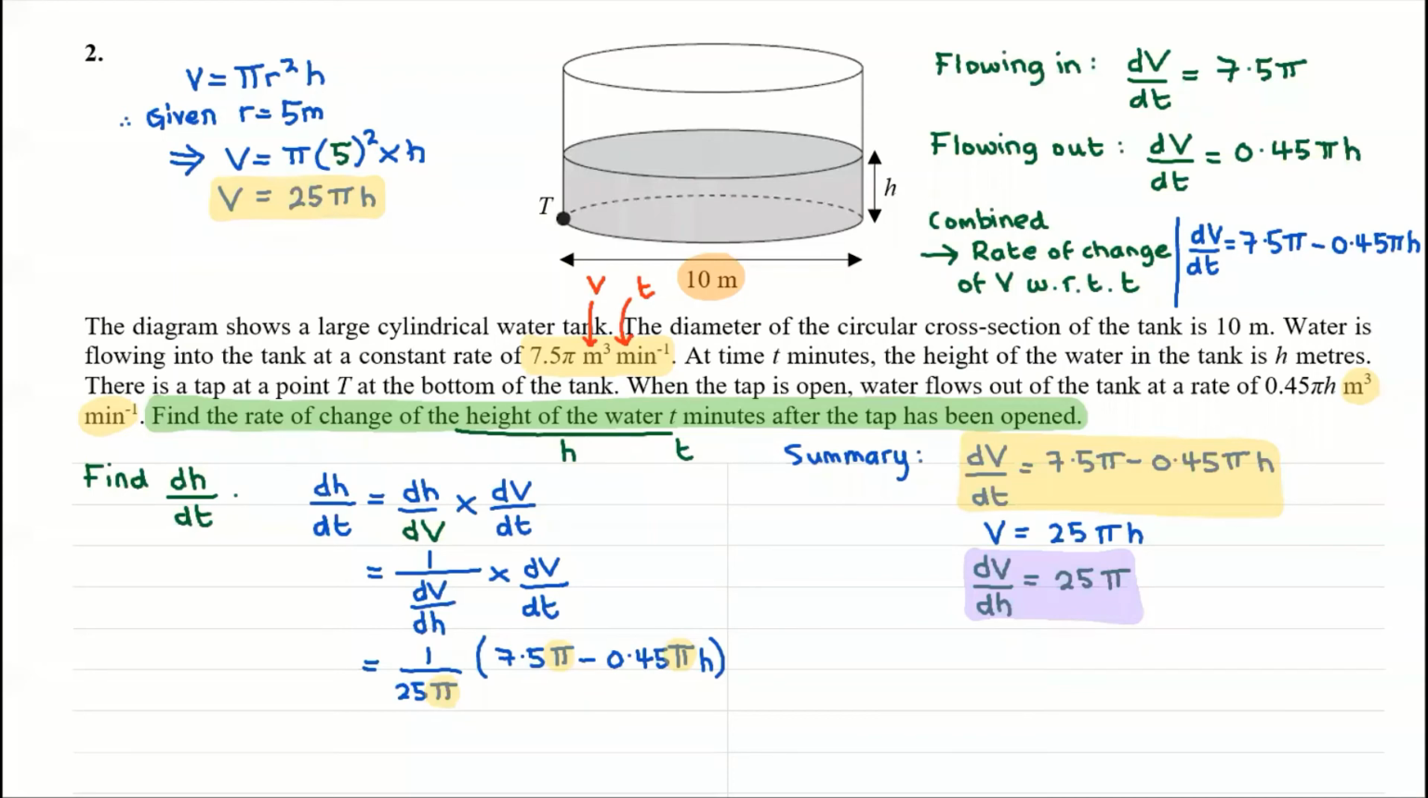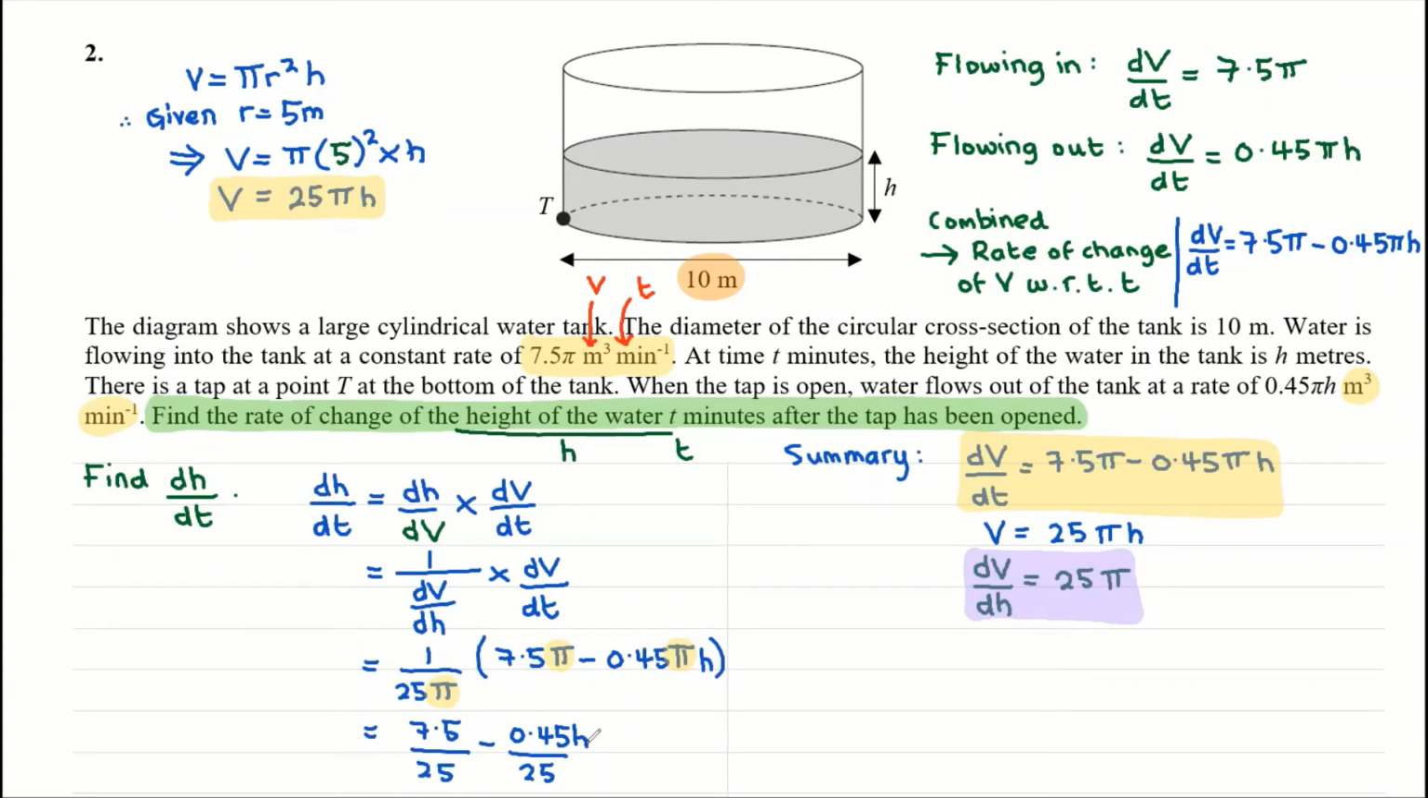There looks like some cancellation also in the 7.5, the 0.45, and the 25. But we'll deal with that in a moment. So if I just divide through by pi, and I'm going to expand it all, we're going to get 7.5 over 25 for the first term, subtract 0.45 over 25, and that's obviously going to be h as well.